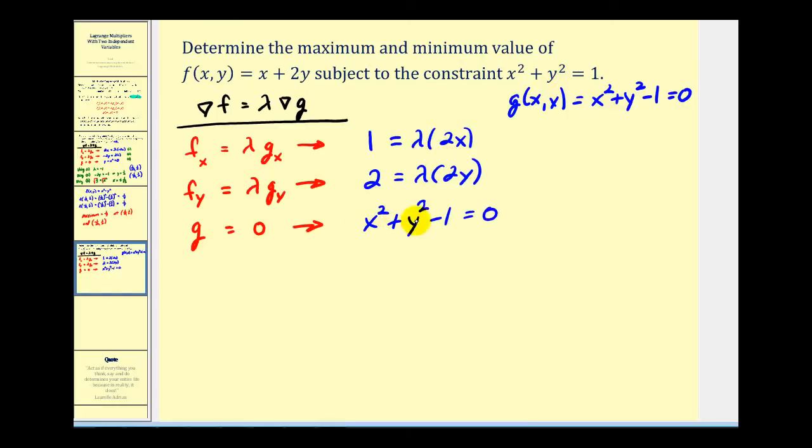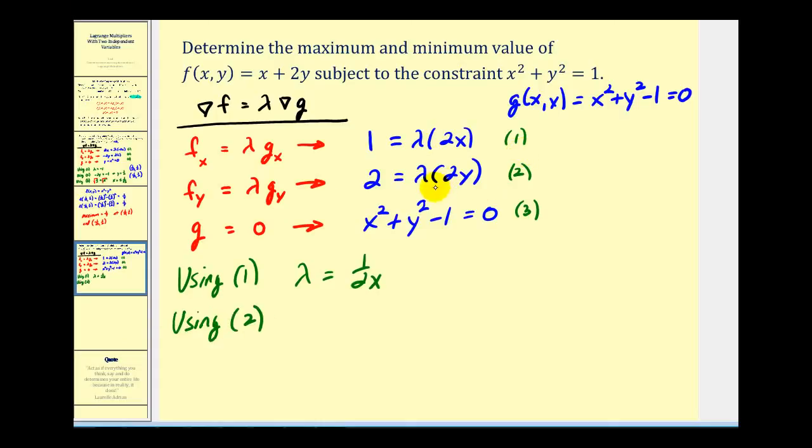Now we have to solve this system to determine lambda, x, and y. Using equation 1, we could solve for lambda. Lambda would be 1 over 2x. And then using equation 2, we could solve for lambda, and lambda would be 1 over y. Using these two equations, we know that 1 over 2x must equal 1 over y. If we cross multiply here, we would have y equals 2x.